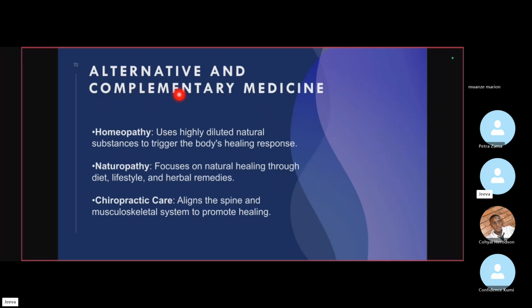Now, among the alternatives, there are different complementary medicines available: homeopathy, naturopathy, and chiropractic care. Homeopathy uses highly diluted natural substances to trigger the body's healing responses. Naturopathy focuses on natural healing through diet, lifestyle, and herbal remedies. Chiropractic care aligns the spine and musculoskeletal system to promote healing, like doing exercises to get proper relief from sickness. So these are the other alternative methods people rely on.